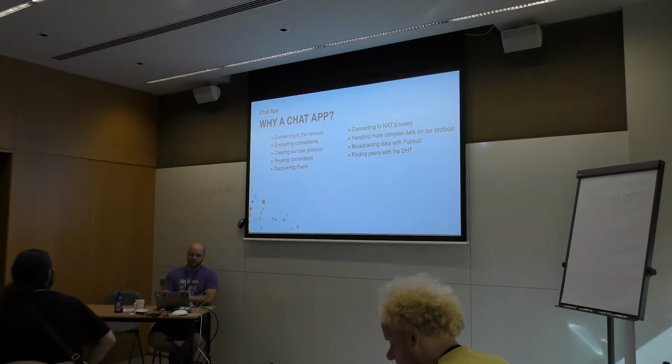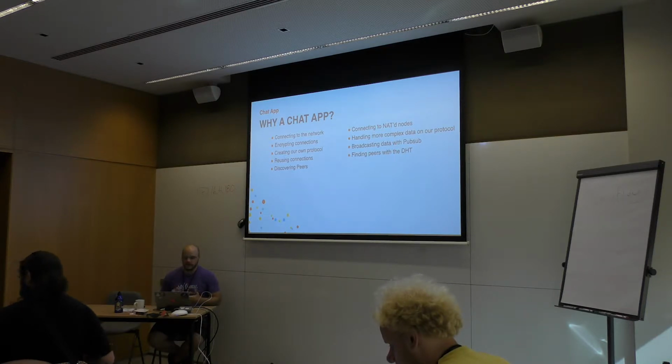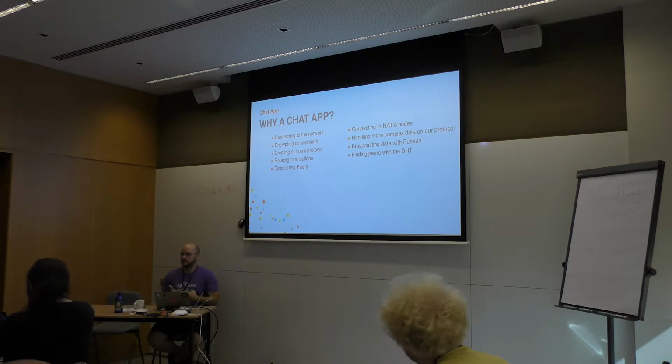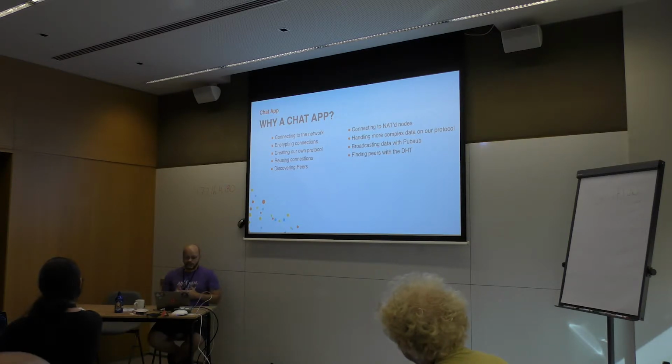So, another chat app. Why are we building a chat app? Even a basic chat app is going to let us walk through a lot of the problems we have with building distributed systems, starting with just connecting to the network. How do we encrypt connections so that we can make sure our chat data is safe? How do we create our own chat protocol? This is something a lot of people get hung up on when building with libp2p. How do we reuse connections? If we want to use different protocols, DHTs, PubSub, direct messaging, identify, we don't want to create connections to peers every time we do that. We don't want multiple connections to peers, so how do we reuse the connection that we have?